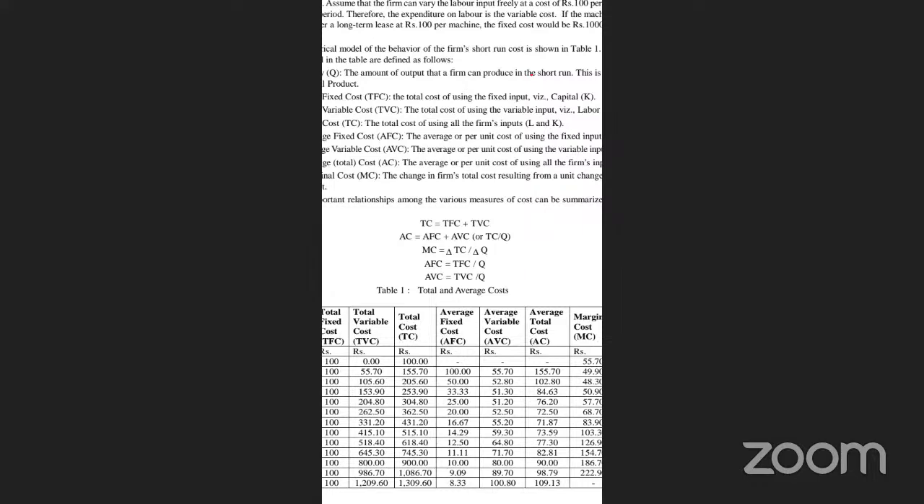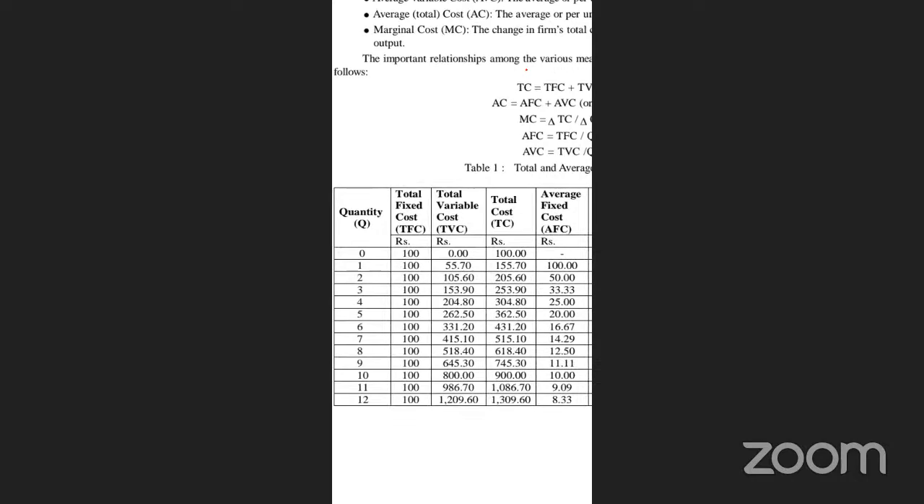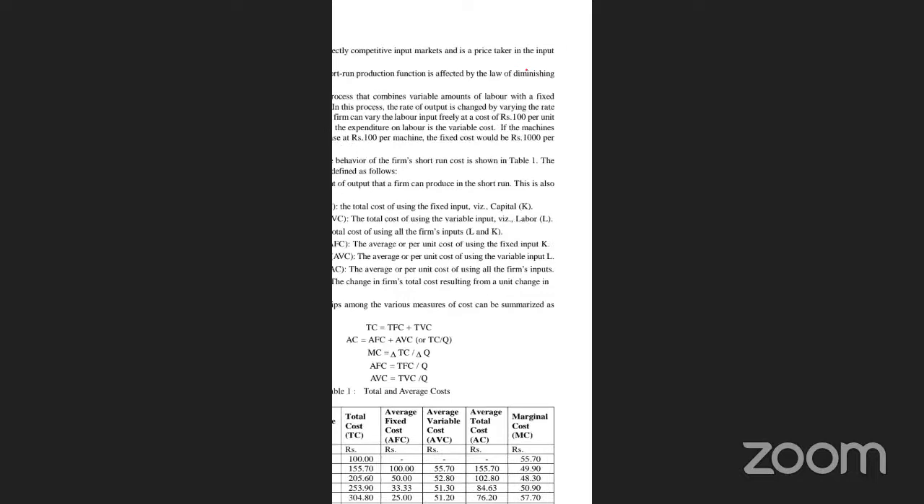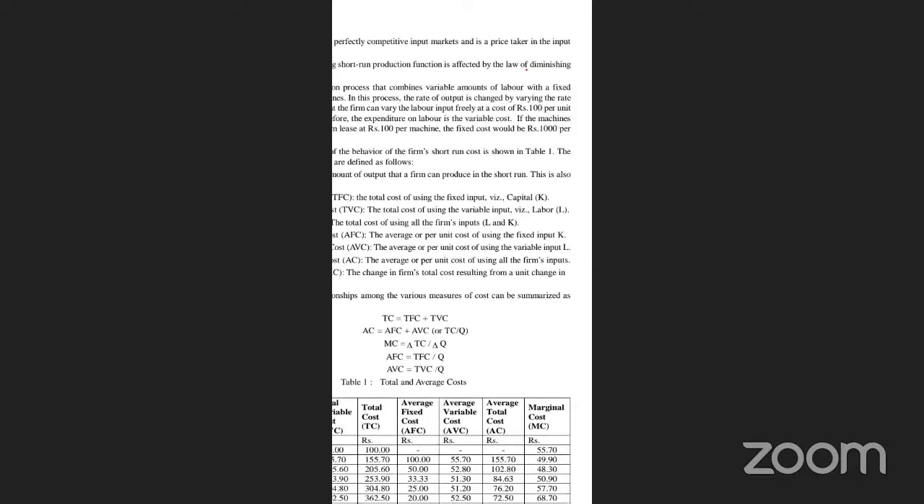Now let's see the calculation here. In this example, quantity is given and total fixed cost is assumed at rupees 100. Here, the production process combines a variable amount of labor with a fixed capital stock, say 10 machines. In this process, the rate of output is changed by varying the rate of labor input. Assume that the firm can vary the labor input freely at a cost of rupees 100 per unit.